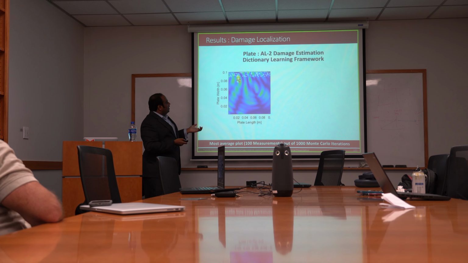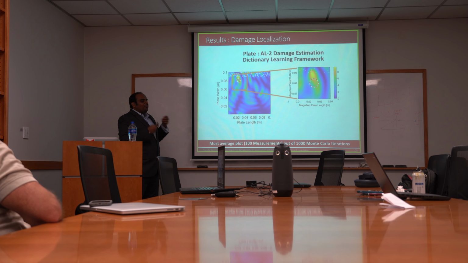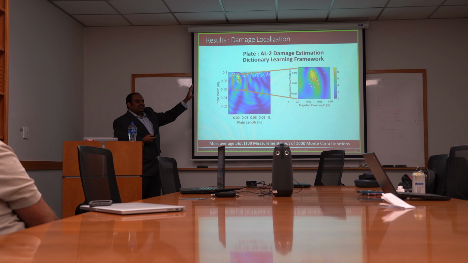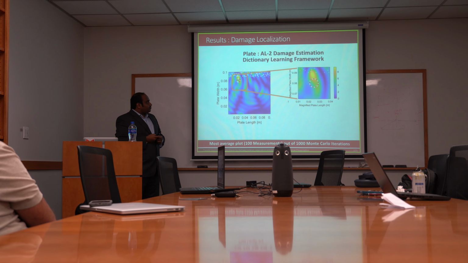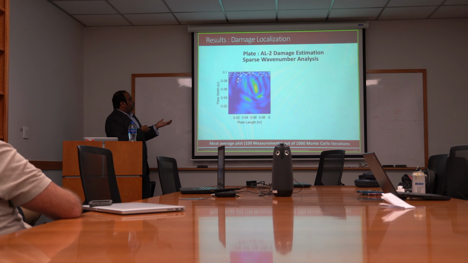I do that again with aluminum plate 2 using the dictionary learning framework, and it is still close. The other thing I want to mention in these slides is that this is the most average plot that I get out of 1,000 Monte Carlo iterations, assuming randomness in the spatial sensors that I take. There are much better images, but I thought this is a good representation of what's happening. And again, this is using sparse wavenumber analysis.